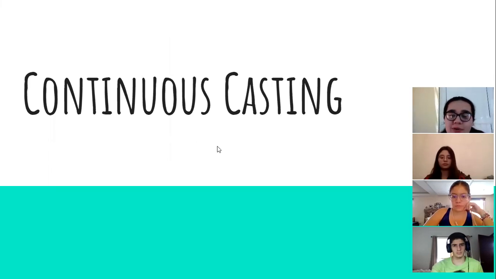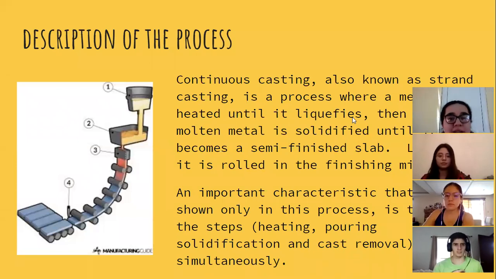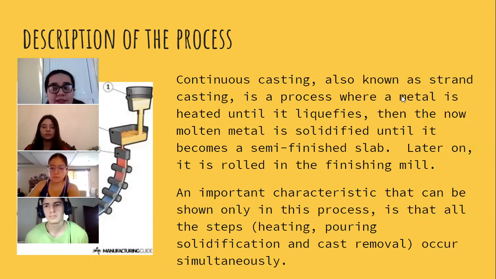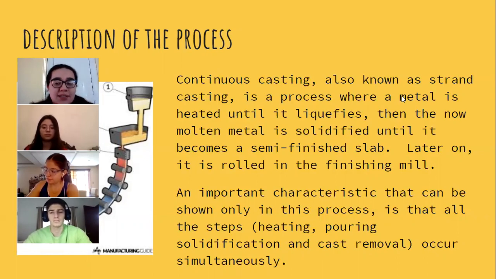Well, now we're going to talk about the continuous casting, which is a different process. First, we're going to describe it a little bit. This continuous casting process is also called strand casting. It is a process where a metal is heated until it liquefies, and then the molten metal is solidified until it becomes a semi-finished slab. And then it is rolled in the finishing mill, and then it's done. Something remarkable about this process is that all the steps that are shown in casting occur simultaneously. This means at the same time, which makes it faster.